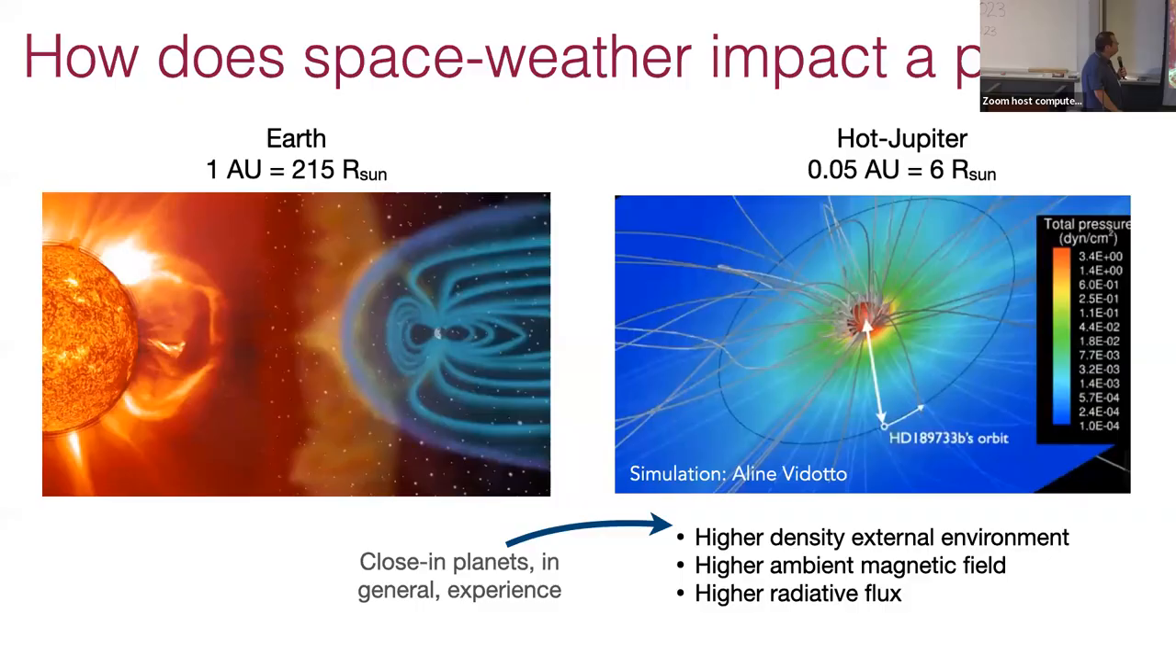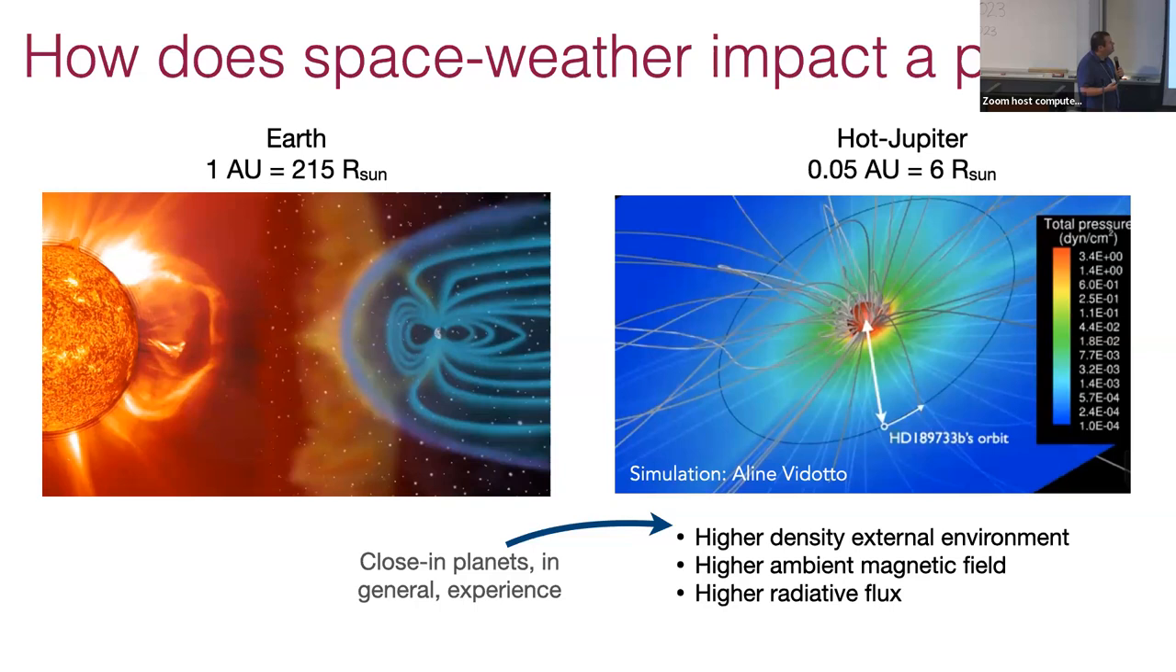So how does space weather impact an exoplanet? We're all familiar with the Earth orbiting the sun at about 1 AU. I like to think of that distance actually in terms of solar radii. And so 1 AU is about 215 solar radii. What happens when you bring a planet closer in to its parent star? Most hot Jupiters, which is the bulk of the work we've been focusing on here with SPI, star-planet interactions, I'll refer to it as SPI as I go forward. Hot Jupiters orbit about 20 times closer to their parent star than we do to the sun. And so you go from being about 200 solar radii away to about 10 solar radii away.